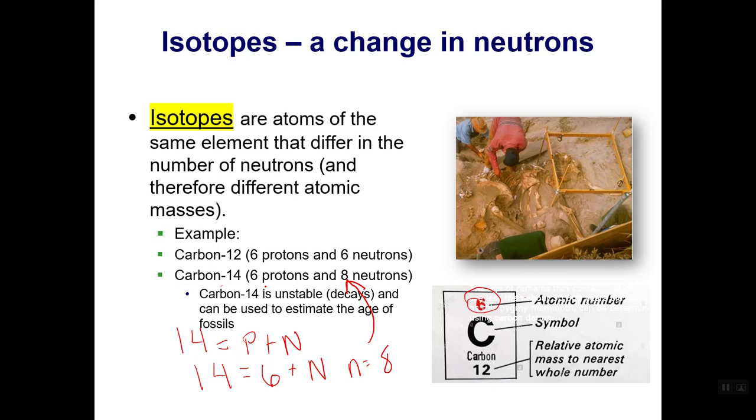So, for example, carbon-14 is very unstable. It decays, and therefore it can be used to estimate the age of fossils. We call this carbon dating. And so here in this picture, you can see some paleontologists working to uncover bones that they can then use carbon dating to estimate the age.